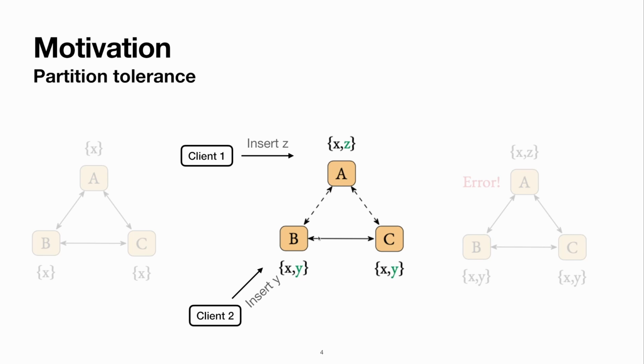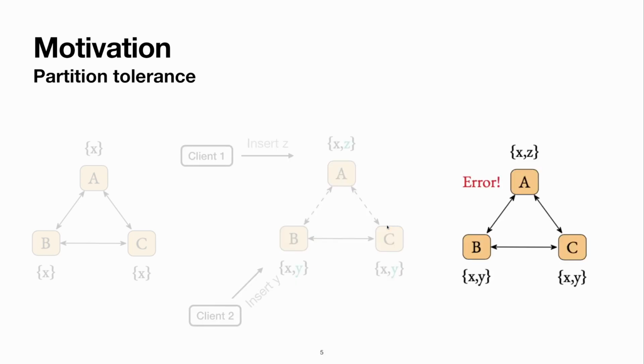At the same time, 2 clients are trying to insert elements Y and Z into node B and A respectively. Because the communication is broken between A and B, this insertion of Y cannot be propagated from B to A, and the database is in this kind of inconsistent state because node A is holding elements X and Z, while node B is holding elements X and Y, and so is C.